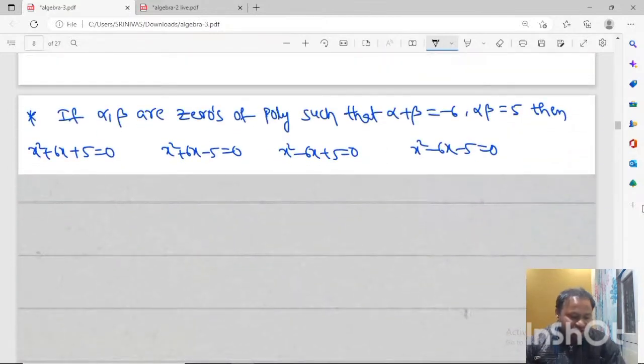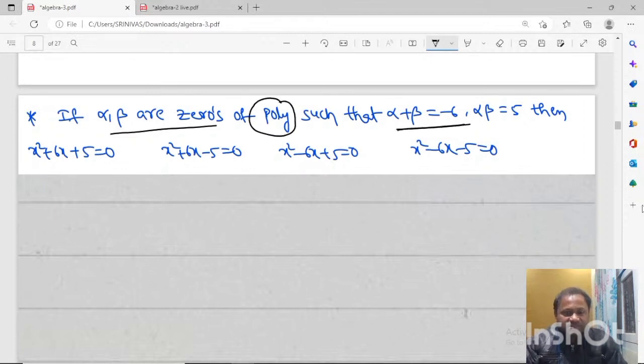Okay. Now one more question. This is easy. You are able to do it. What is given in the question? If alpha, beta are zeros of a polynomial such that alpha plus beta is equal to minus 6, alpha beta is equal to 5. Zeros, nothing but roots. Okay. Then which of the following will be the quadratic equation? So the sum of the roots should be minus 6 and the product of the roots should be 5. So check in each option.